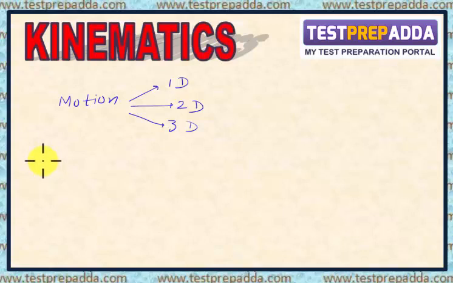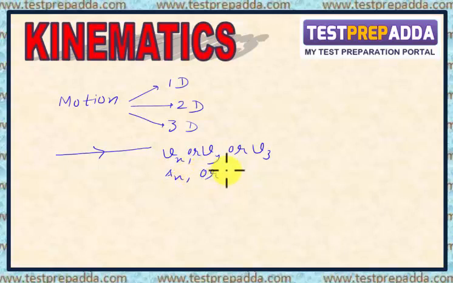Motion of a particle along a straight line is described by only one component, that can be velocity or acceleration. Means you can describe this motion by either Vx or Vy or Vz. Similarly, you can describe this motion with Ax or Ay or Az.